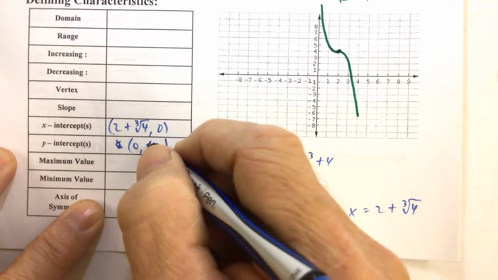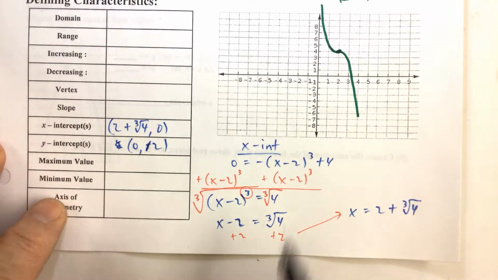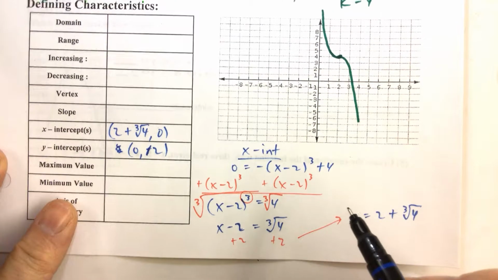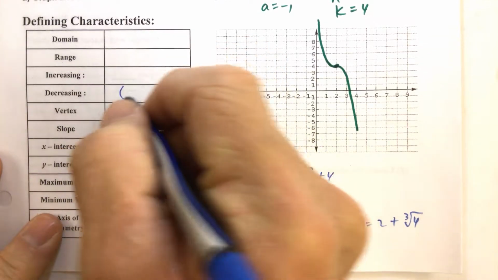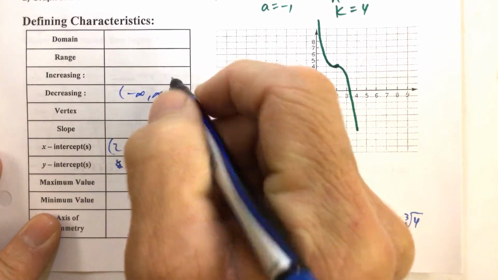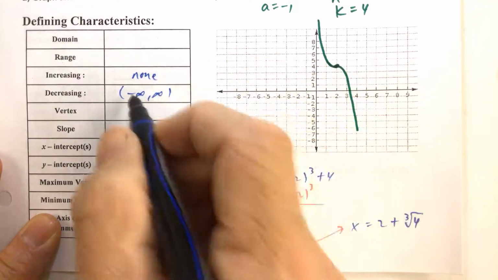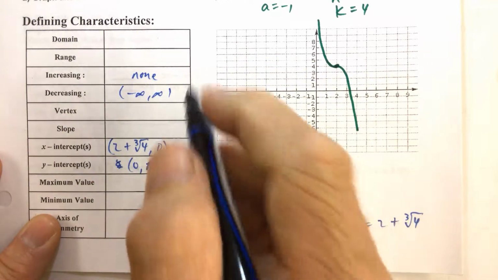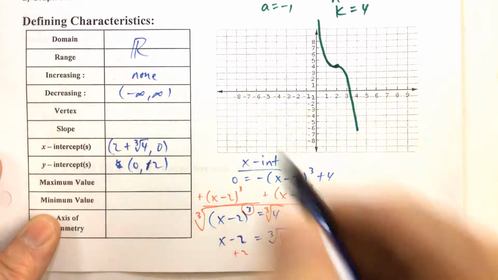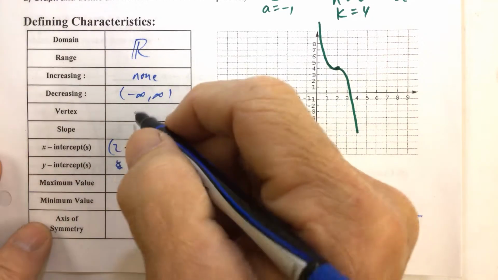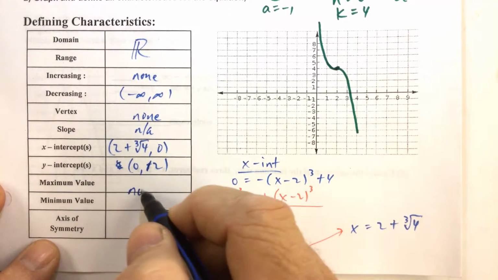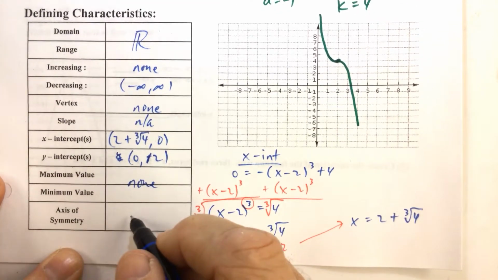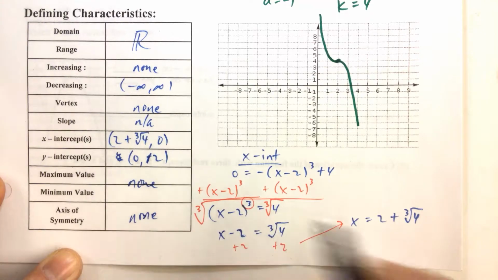If you plug 0 in for x, you're going to get 8 plus 4, which is 12. The only other one that I see students typically possibly missing would be the decreasing. So it's decreasing over all real numbers, from negative infinity to infinity. And then for domain and range, all real numbers. No vertex, just NA for the slope, no max, no min, and the axis of symmetry there is none as well. So there you have it.